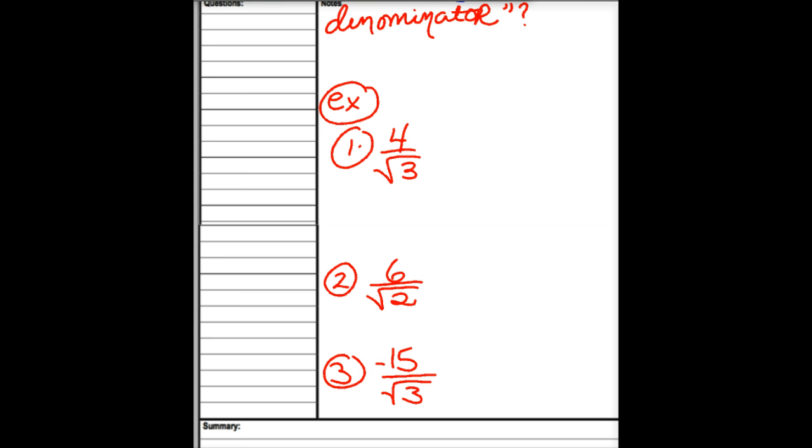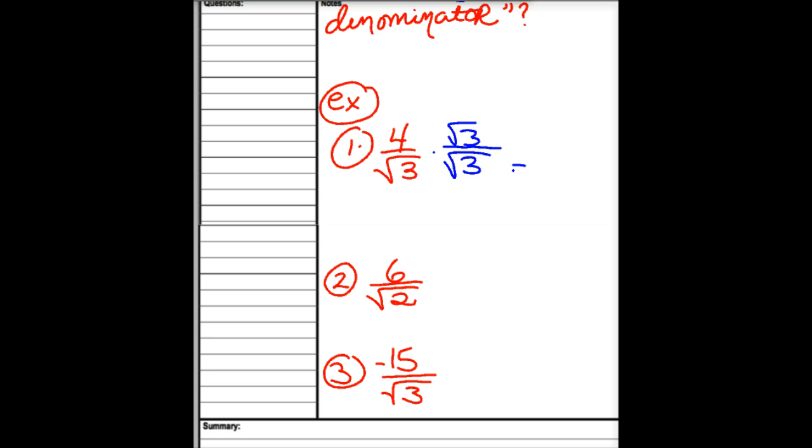All right, so what we don't like is that root on the bottom, so we do what's called rationalizing the denominator, aka make it pretty, make it nice. How do I do that? I multiply the top and the bottom by the root on the bottom. That's really 1 in disguise.